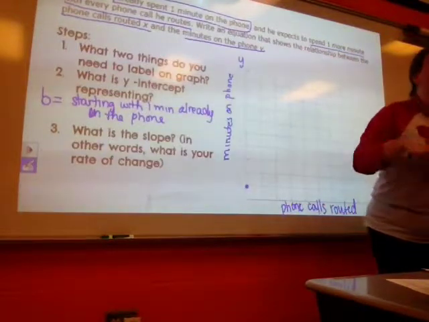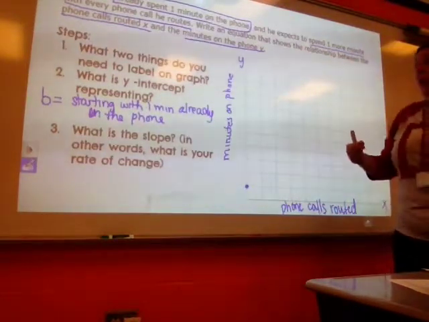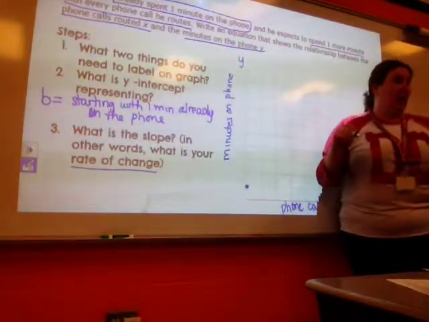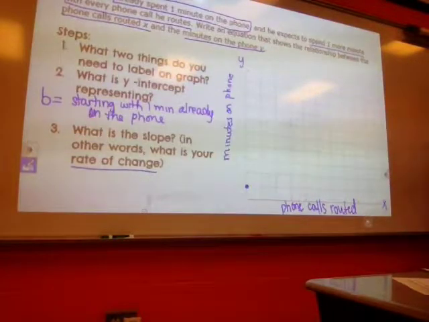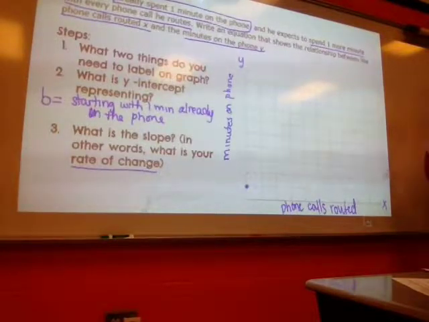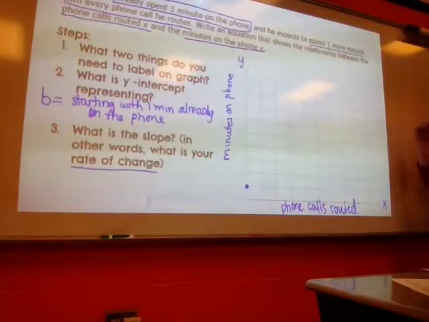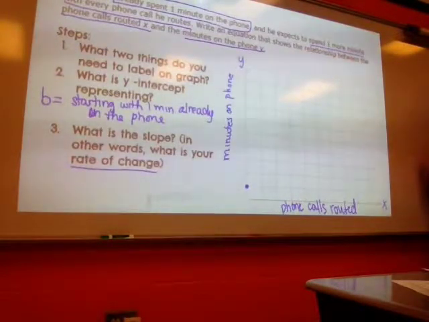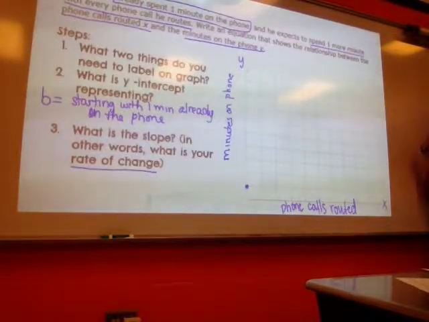Now, what does the slope mean? So in other words, what is my rate of change? So what is changing here? Lauren, what's changing? What's changing? I'm seeing the same hands, which tells me they know what we're doing. The rest of you are going to have to step up your game because they're out from this point forward. So what's changing?